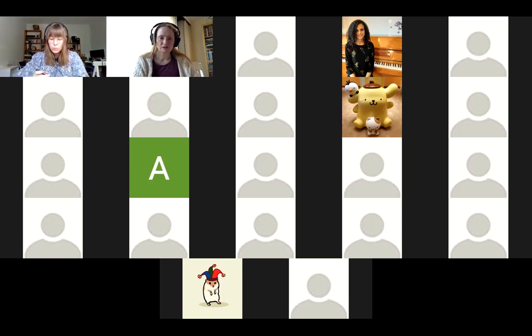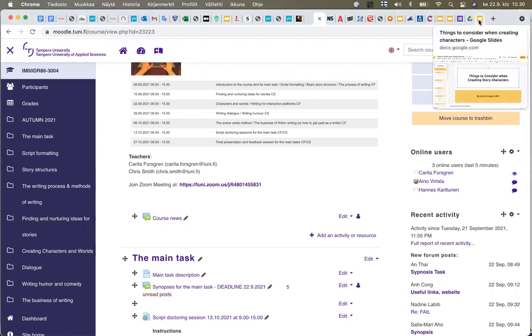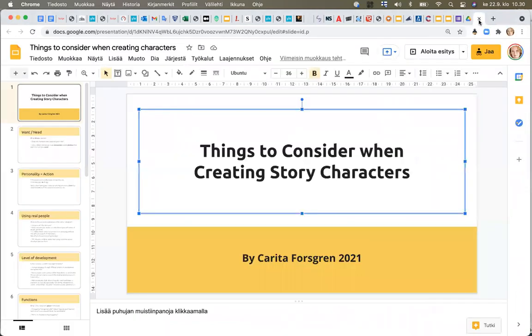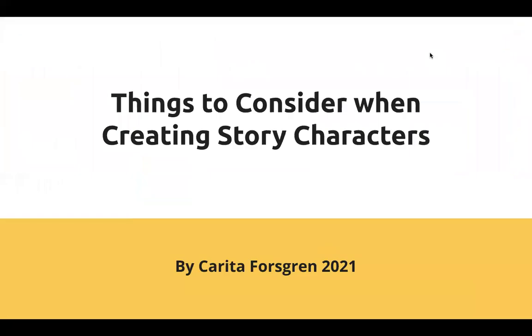Okay, I'll share my screen here. And there we have it. Things to consider when creating story characters. There we go. And this should be linked already into the Moodle, these slides.